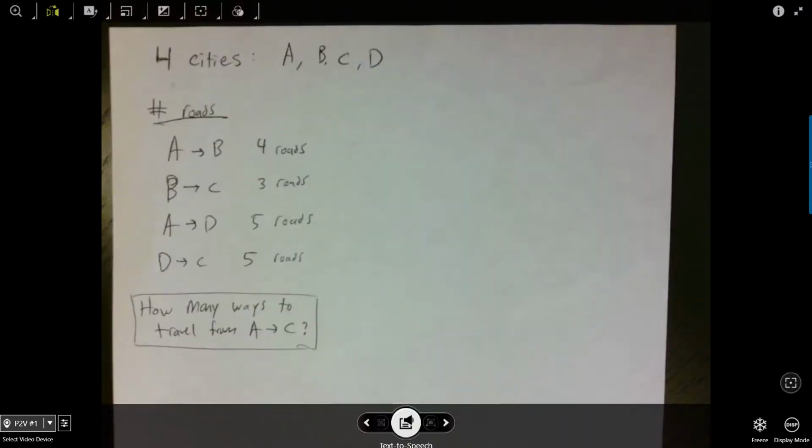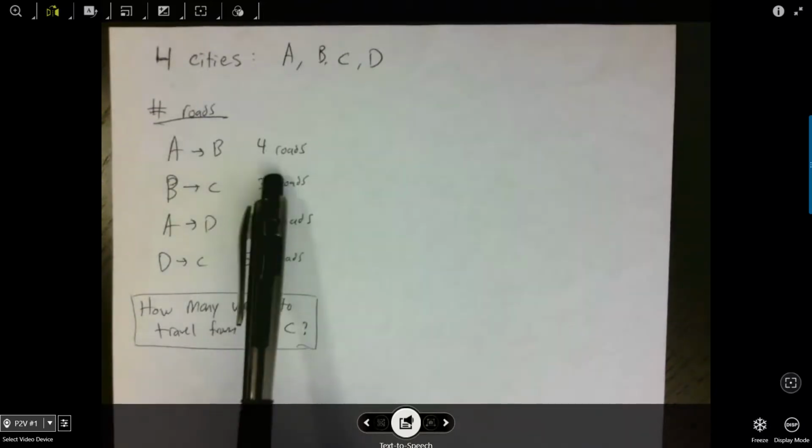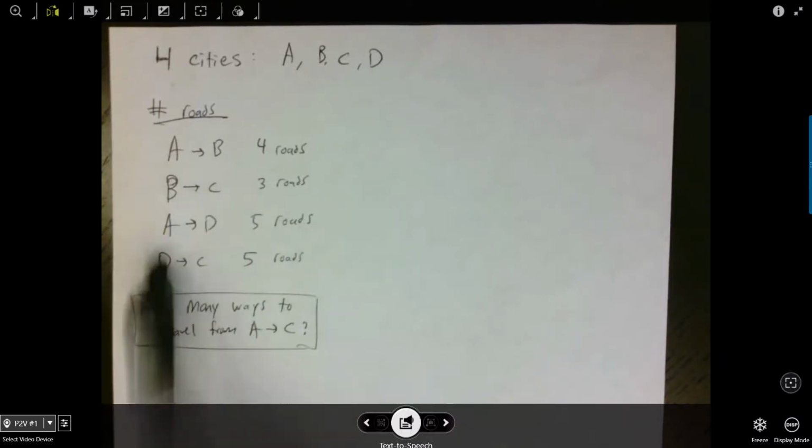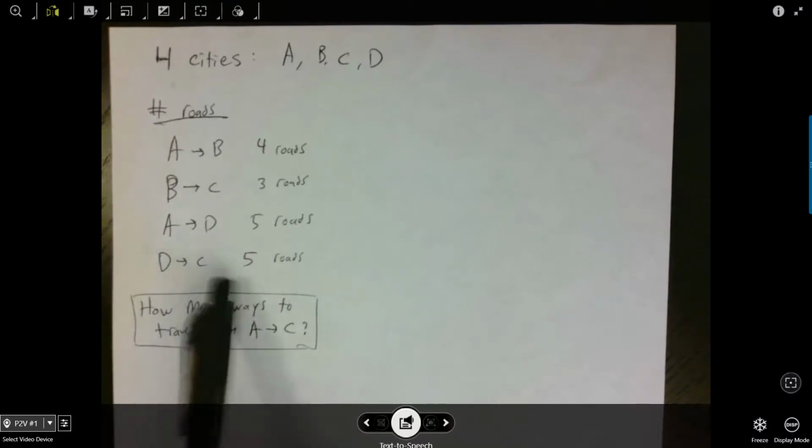All right, last problem. So there's 4 cities, A, B, C, and D. Let's say there are 4 roads that you can travel from city A to city B on. If you want to go from city B to city C, there are 3 roads. If you want to travel from A to D, there are 5 roads that do that. And if you want to travel from D to C, there are 5 roads that do that. And the question is, how many different ways are there to travel from city A to city C?